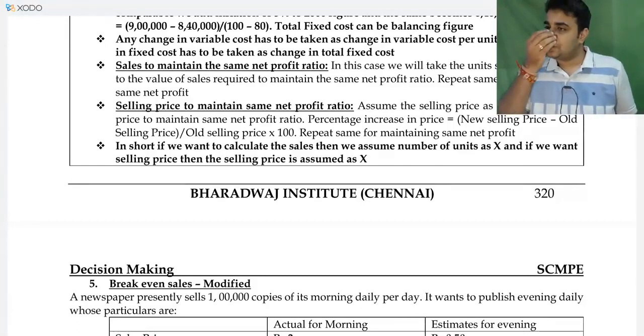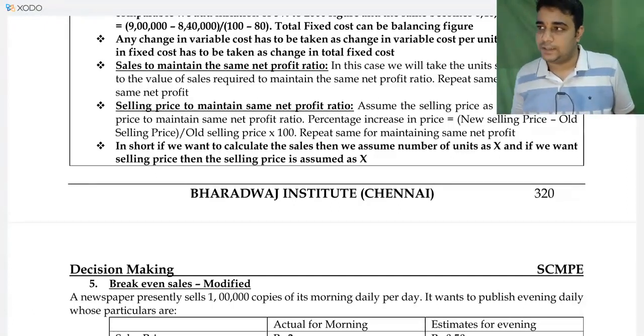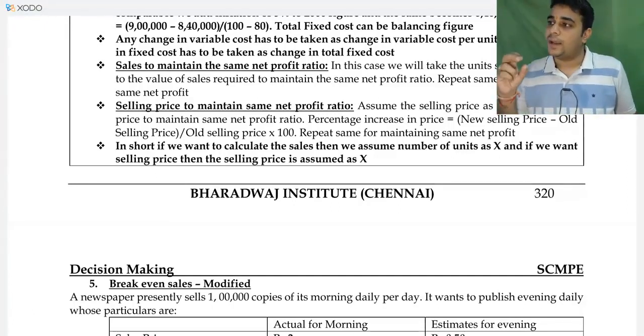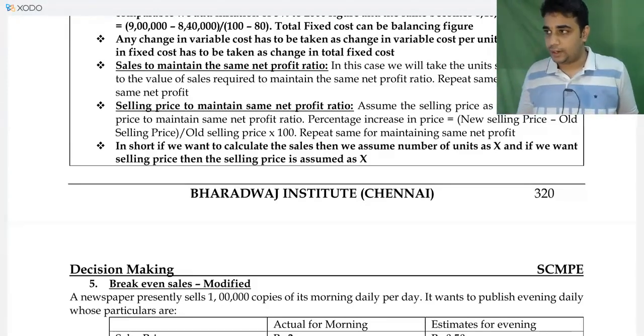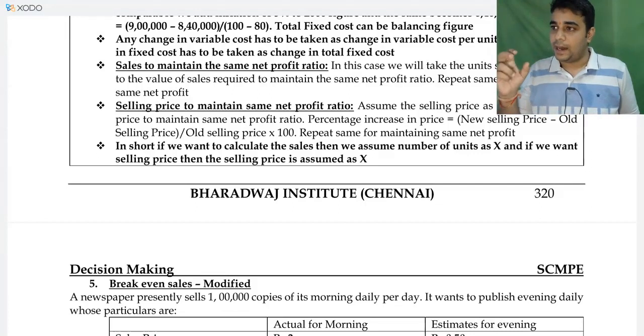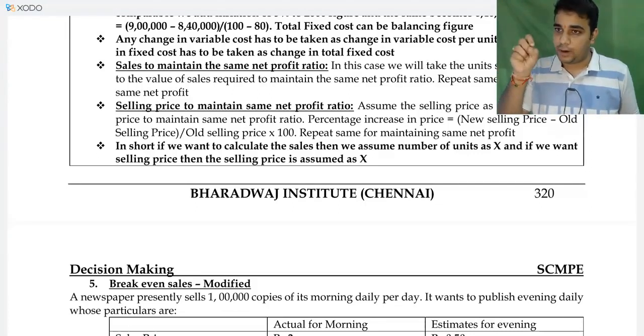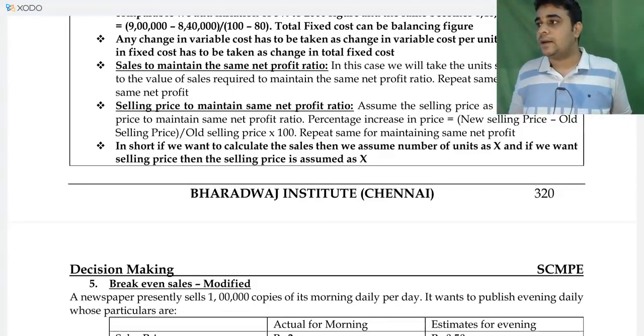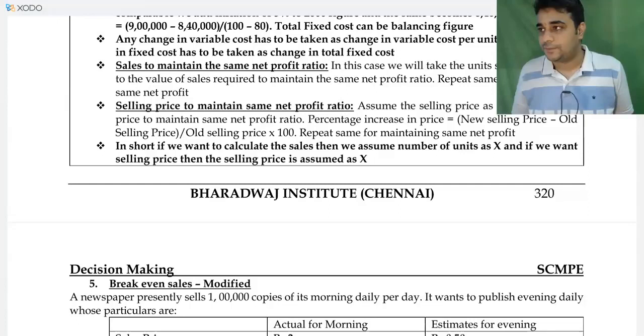But when you introduce a new product, there is a possibility that this new product can impact the sales of the existing product. This is technically called market cannibalization impact. For example, we are taking SCMP regular classes. If I introduce an SCMP fast track class, maybe some of my regular students shift to that fast track.